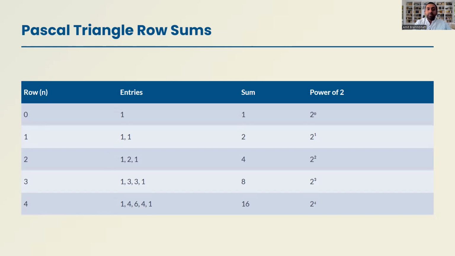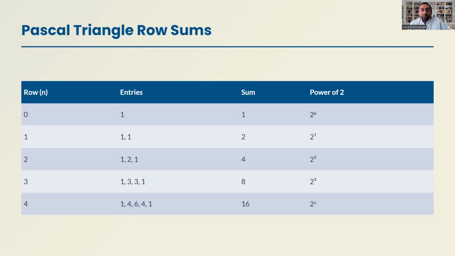If we sum the entries across a horizontal row n of Pascal's triangle, we discover an elegant pattern. The sum is always a perfect power of 2, specifically 2 raised to the n. Let's think about why this must be true. The entries in row n represent the number of subsets of size 0, size 1, size 2, and so on, up to size n. When we sum these entries, we are totaling the number of subsets of all possible sizes.